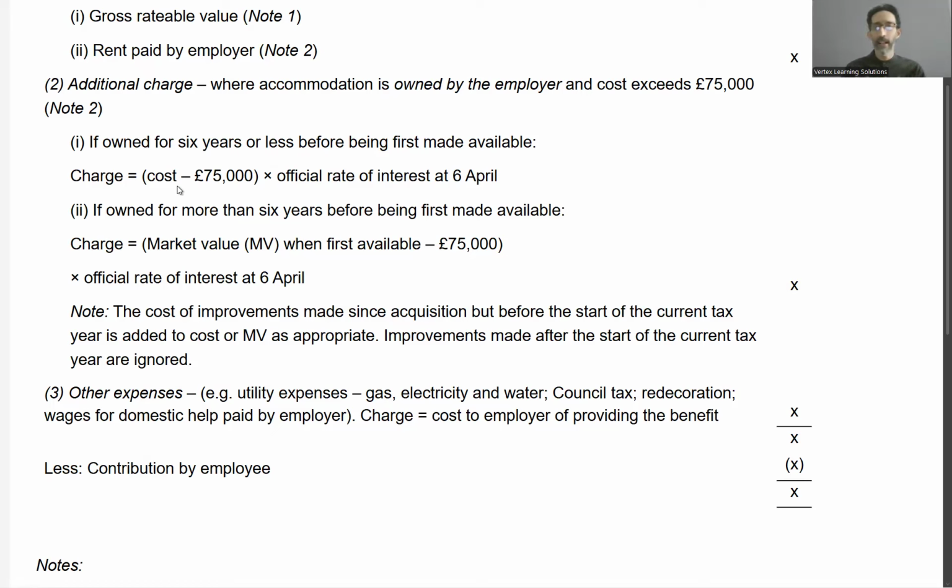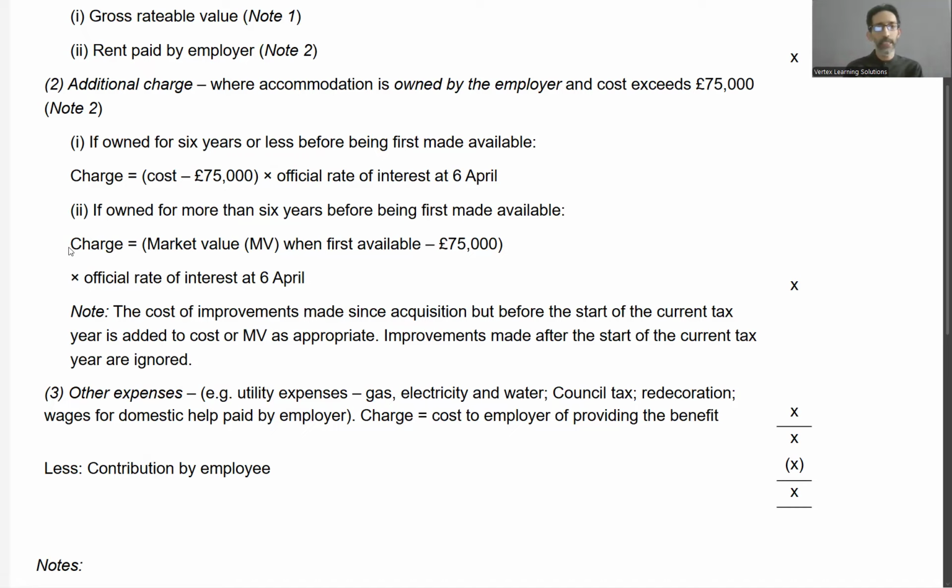So whichever is the higher value, we take that and we deduct the 75,000 from it. Okay, so if the situation is that the house was bought before it was provided to the employee and the time period between the two dates is more than 6 years, then we have to take the higher of the cost or the market value when the house was provided.